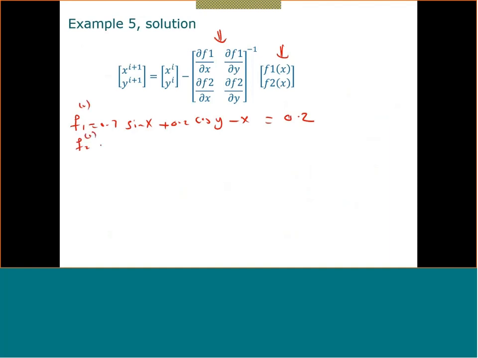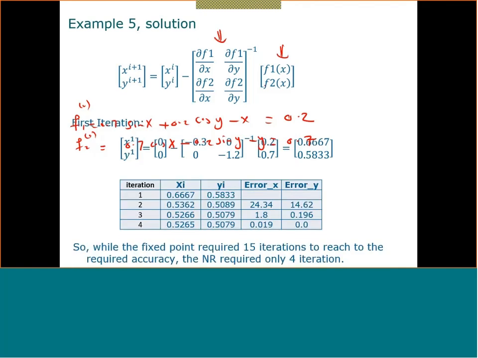f2 at 0 is equal to, as we know that f2 is equal to 0.7 cosine x minus 0.2 sine y minus y, which is of course equal to 0.7 because everything else goes to 0. So I know this vector. Now I can find my value of x1 and x2.